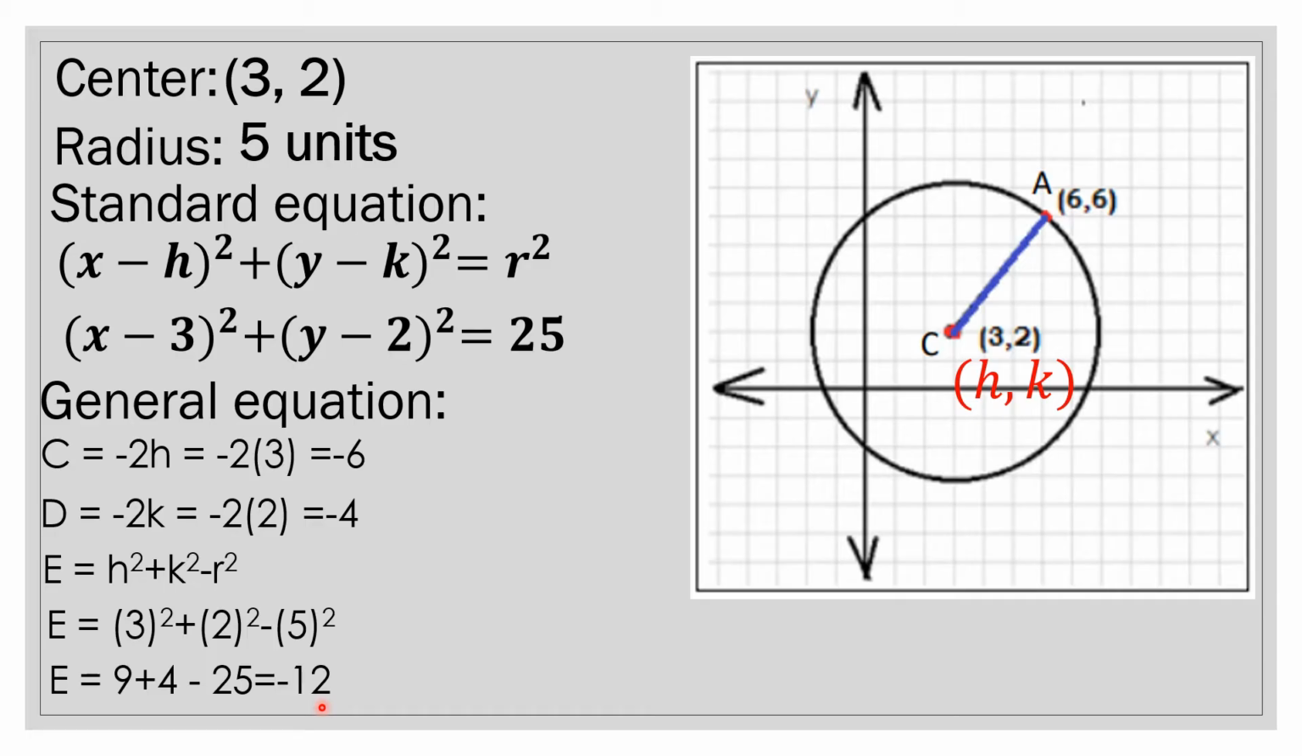So, since you now know the values of c, d, and e, you can write the equation. Our equation in general form is x squared plus y squared minus 6x minus 4y minus 12 equals 0. We just substituted the value of c, which is negative 6, the value of d, which is negative 4, and the value of e, which is negative 12.